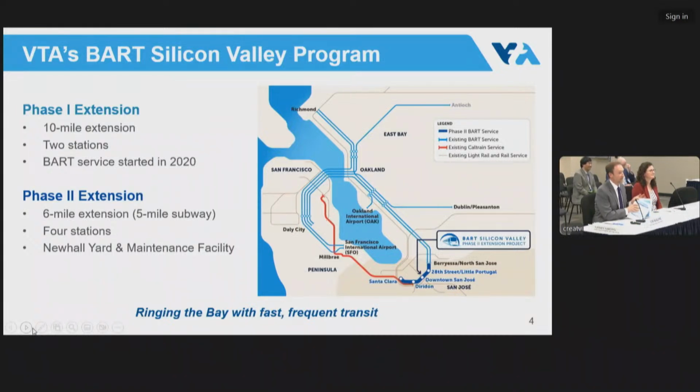To give you the context, we are building the Phase 2 extension of the BART Silicon Valley program. BART Silicon Valley is about closing the ring between Caltrain and the current end of the BART system so that the entire San Francisco Bay is ringed with high-speed, frequent, reliable electrified rail. Phase 1 extension, which I'll show you some photos of in a moment, opened in 2020. We are now building the final 6 miles from the Berryessa station to Santa Clara.